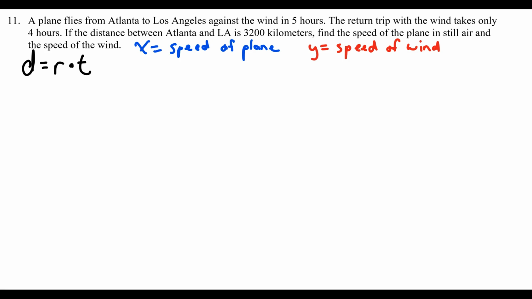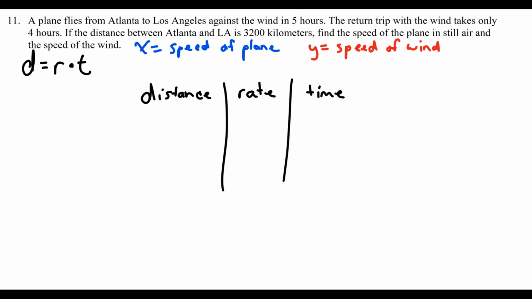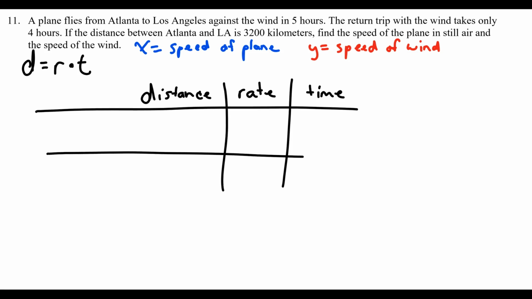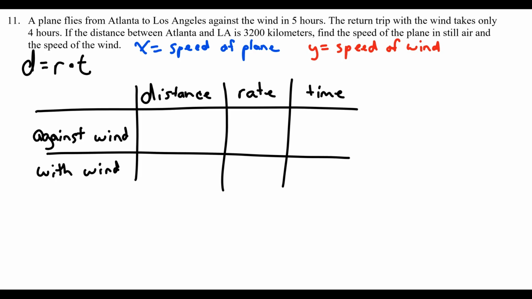So I'm going to set up a little bit of a table here for my distance, my rate, and my time. Now we know that going from Atlanta to Los Angeles was against the wind. So that's against the wind. And then we know the return trip was with the wind. The distance for both directions is 3,200 kilometers.